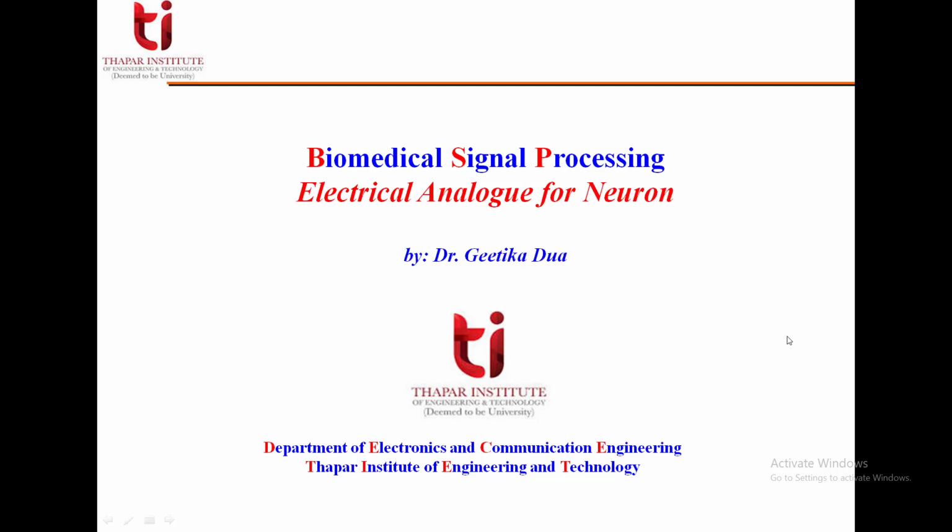In the previous two lectures, we were discussing the nervous system and the neuron, and we studied how two neurons communicate. In that, we covered resting potential, action potential, and the use of the sodium potassium pump. Now we will further discuss the electrical analog for a neuron, meaning how a neuron can be represented by an electrical equivalent circuit.